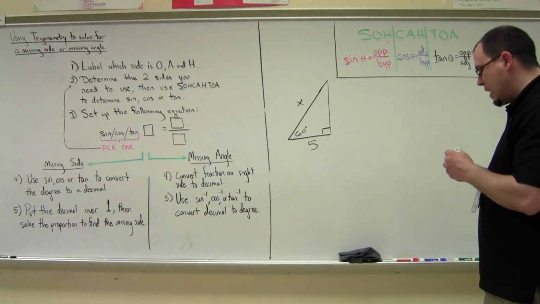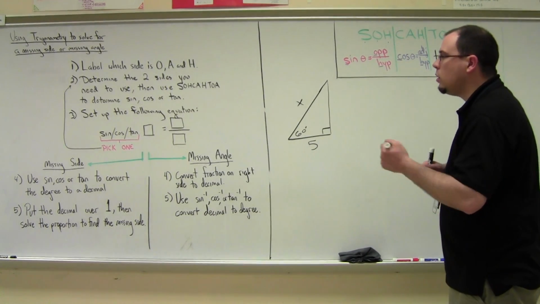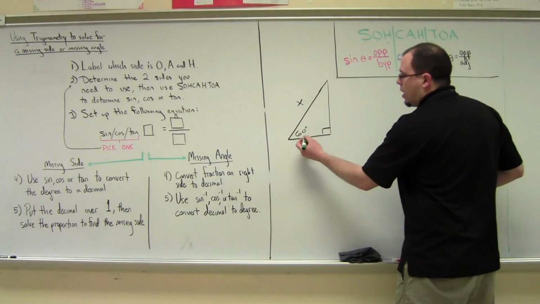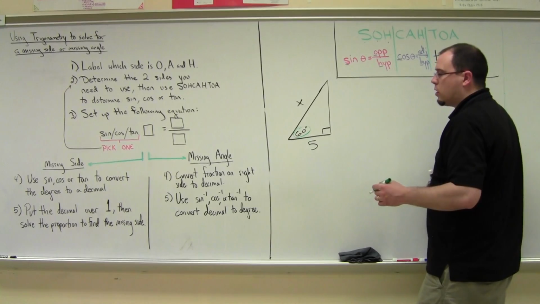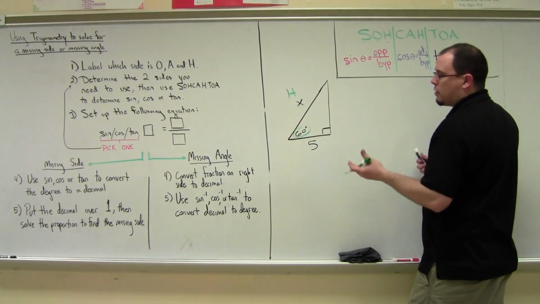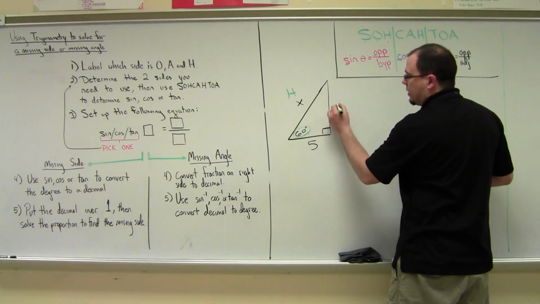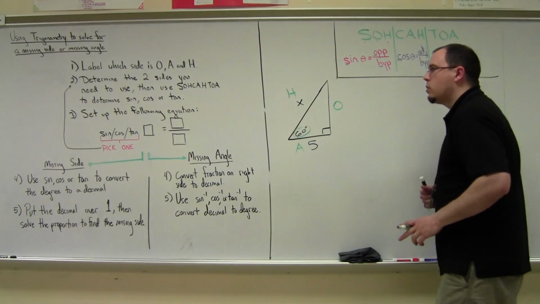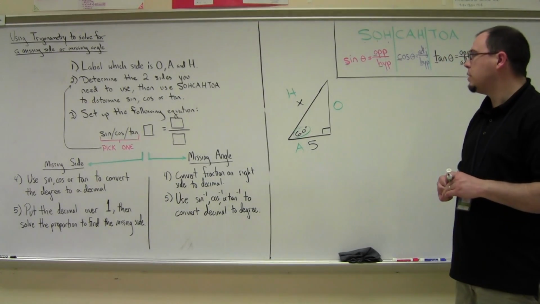We're going to set it up the same way as before. We want to label which side is opposite, adjacent, or hypotenuse relative to this angle. So we already know this is going to be our hypotenuse. It's across from the 90-degree angle. It's the other two angles we're more concerned with. This is opposite. This is adjacent because it's next to. So there's our three sides. We've labeled our three sides.